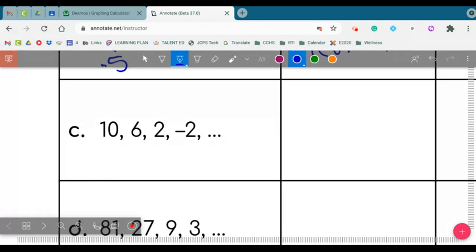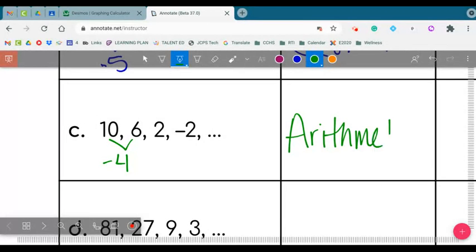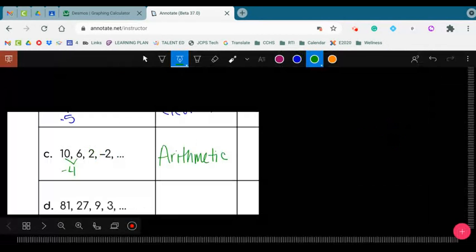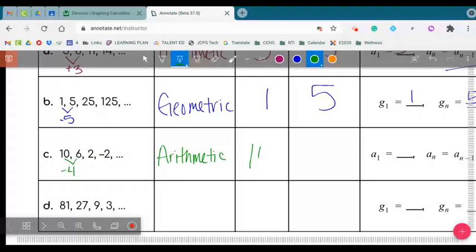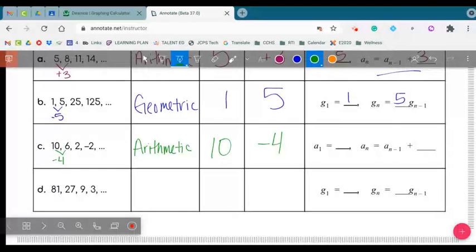Okay, next one, you go from 10 to 6 to 2 to negative 2. You're subtracting 4. This is arithmetic. Our first term is 10. Our common difference is negative 4. So plug those in. You'll have 10 and then negative 4.